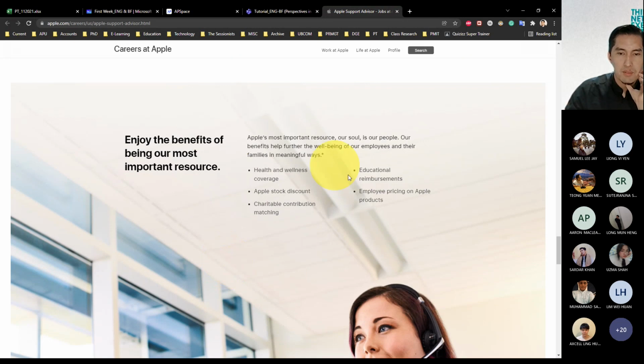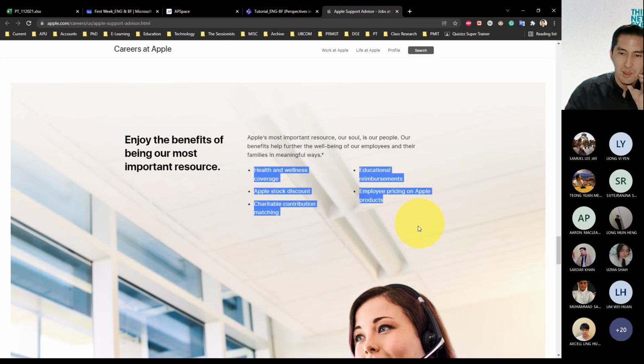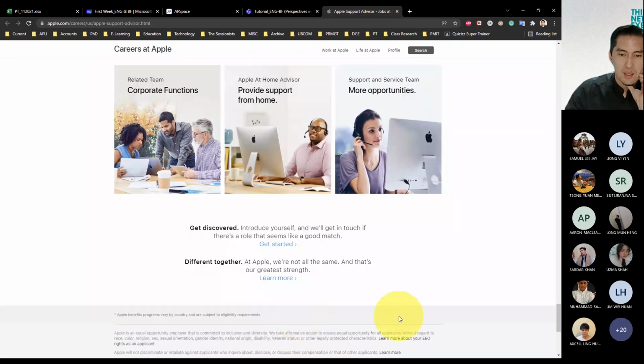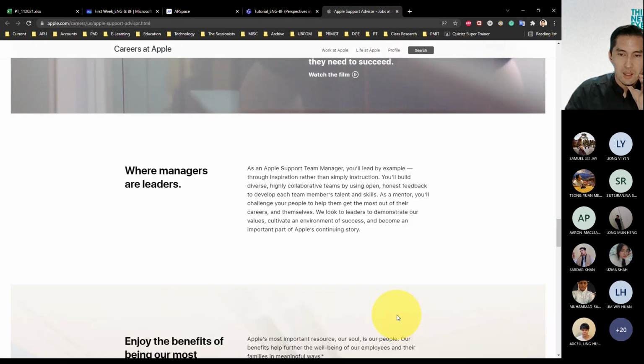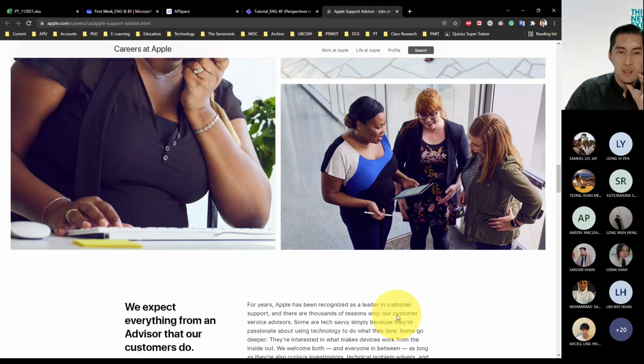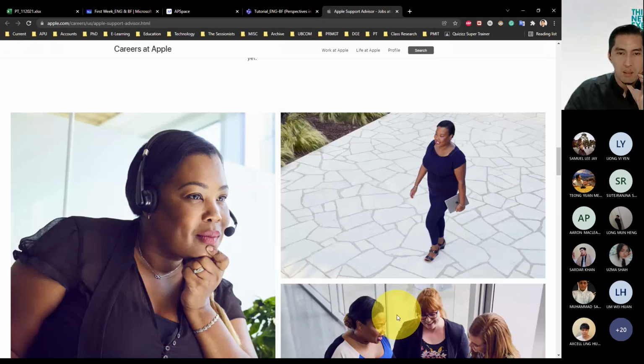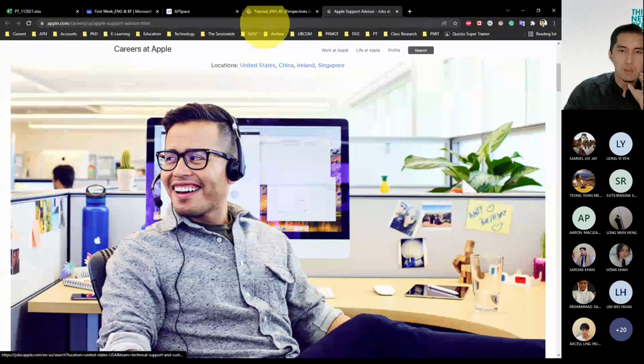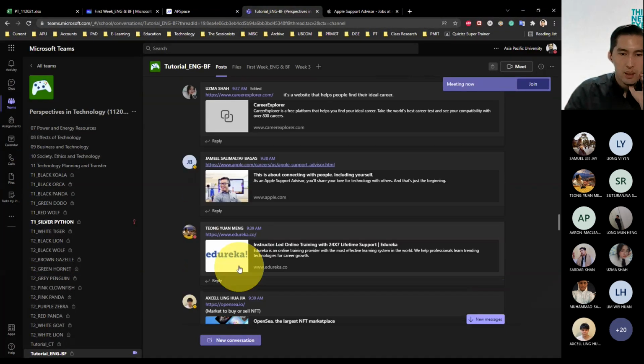All right. The benefits would be health and wellness coverage, Apple stock discount, employee pricing on Apple products. I think they're not being paid for it, but they're given all these perks and benefits anyway. Charitable contribution matching. All right. Okay. I read somewhere that they pay you per hour. Oh, I see. All right then. Okay. So those of you who are interested, maybe this is another pathway for you to get into Apple if you want to. Thank you, Jamil.